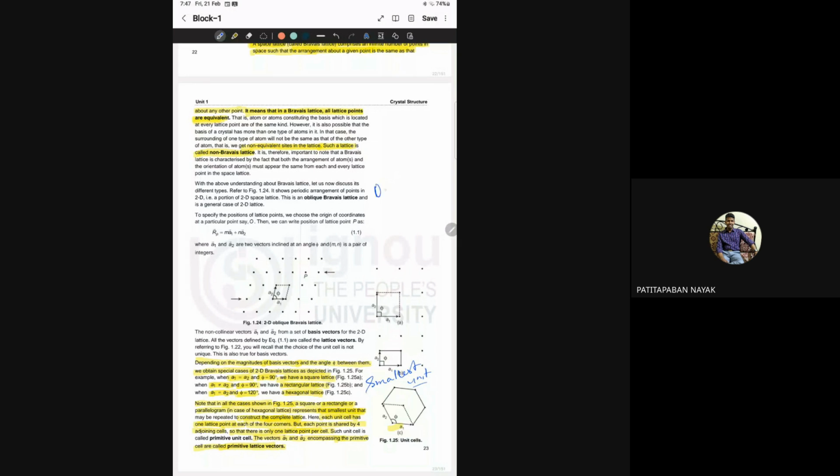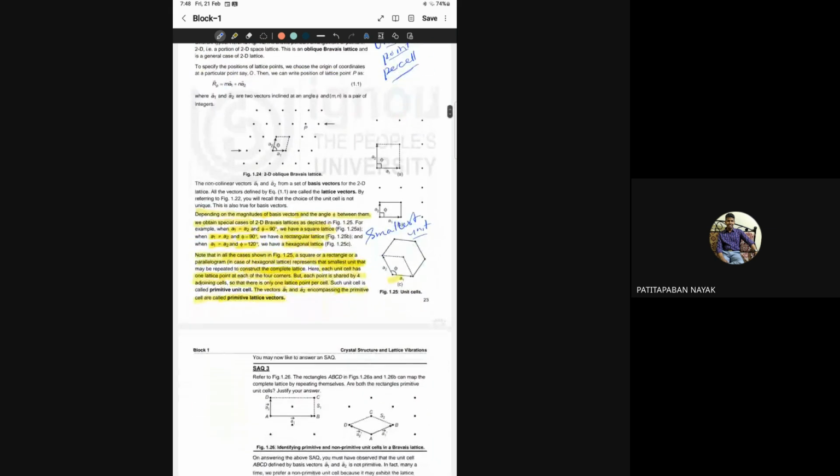One lattice point per cell, that I have drawn earlier also. And that kind of cell is called a primitive unit cell. These kinds of vectors A1 and A2 are called primitive lattice vectors. Is this clear to all of you? Yes, sir. Okay.